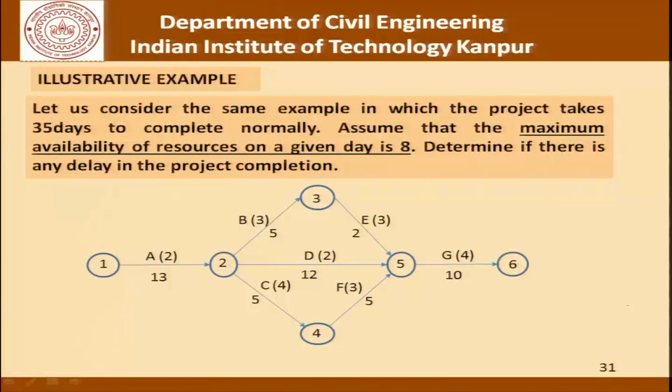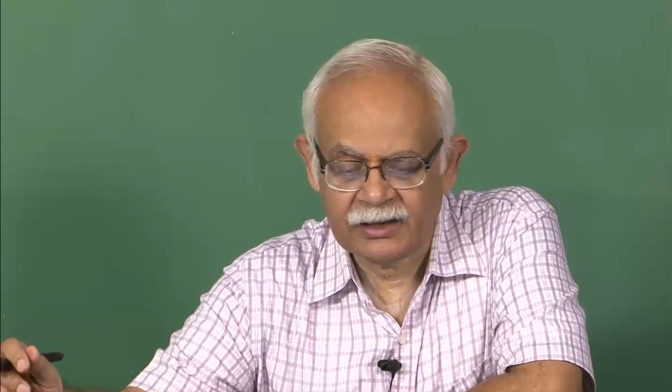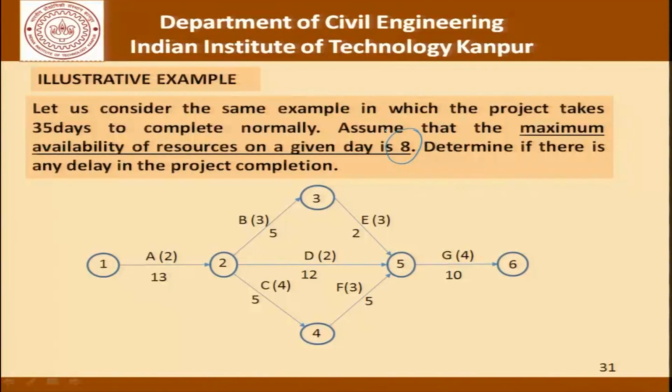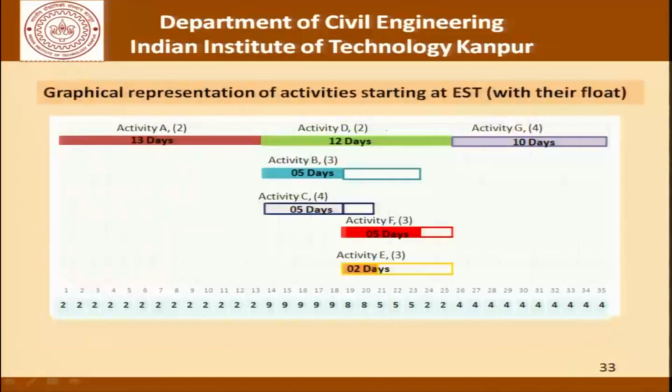Let's consider the same example in which the project takes 35 days to complete normally. Now we will assume that the maximum availability of resources on a given day is 8. So recall that the maximum resources that we had in a lot of our simulations that we ran was 9. Determine if there is any delay in the project completion. Again, we carry out this first exercise and find out that A, D and G are critical activities with the project duration of 35 days through the forward and then the backward pass.